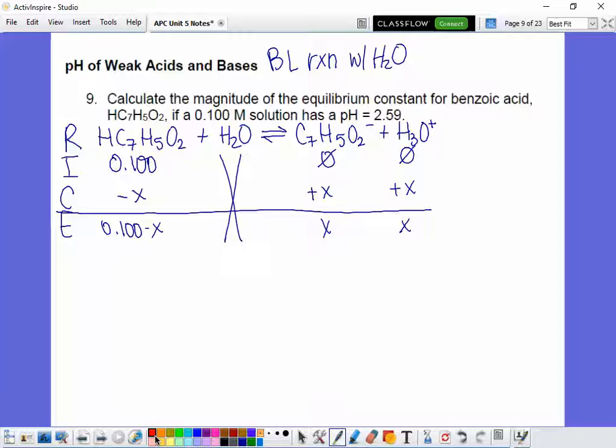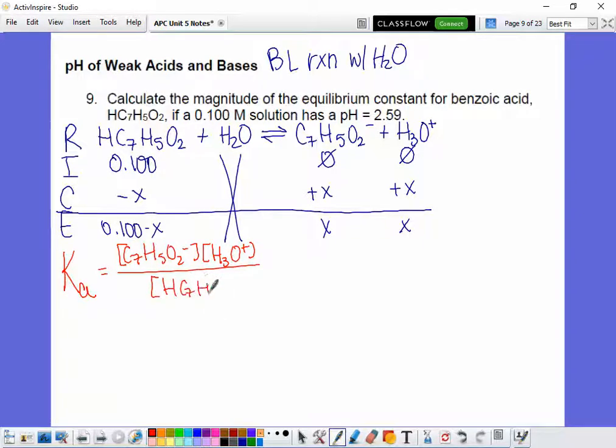All right. Let's write the equilibrium expression, and then we'll talk about how we're going to solve for the equilibrium constant. So what's the letter we use for equilibrium constant? K, right? What subscript are we going to give this? Why are we going to give it a subscript of A? Because it's an acid. See how that works? And that's going to equal the concentration of C7H5O2- times H3O+ all over HC7H5O2. Yes?